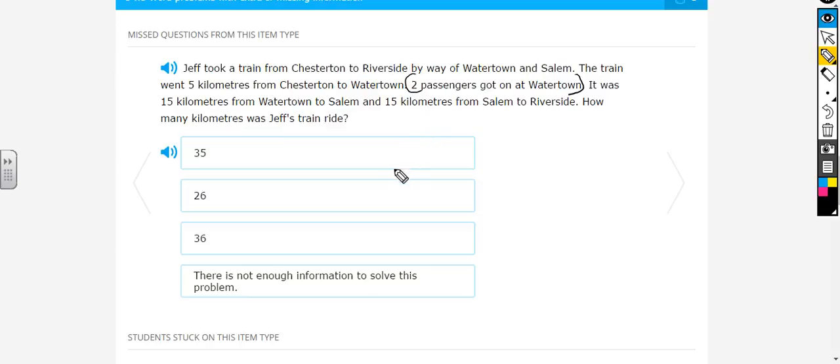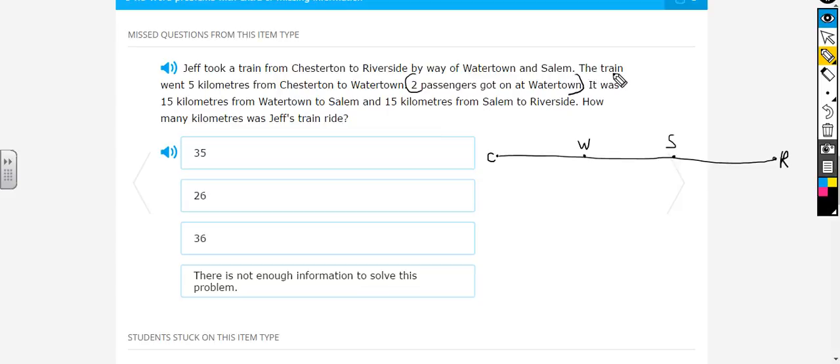So we've got a train journey, okay? I'm going to see if I can draw it here. So we're going from Chesterton. Okay, that's Chesterton. And we're going to Riverside. Okay, so that's going to be Riverside. All right, by way of Watertown and Salem. So I'm not going to draw this to scale. That's Watertown and that's Salem. Okay, it's not drawn to scale. So that's a picture of what they say is going on here, this first sentence.